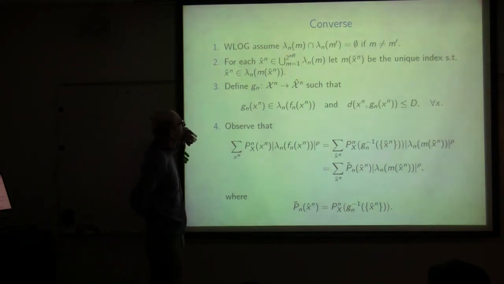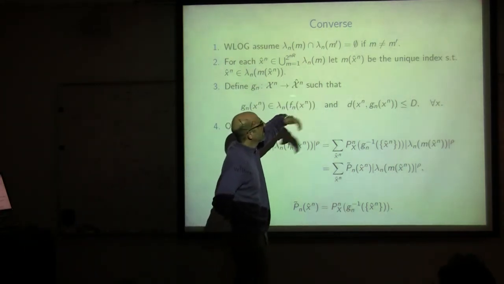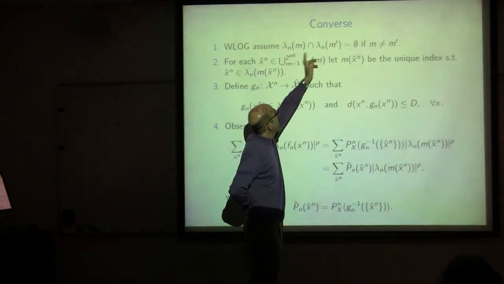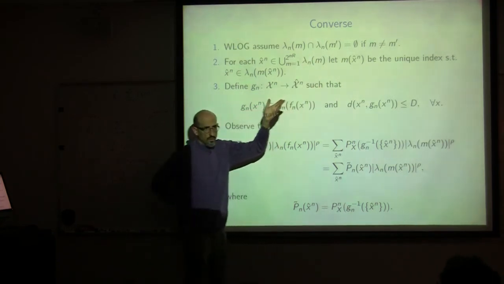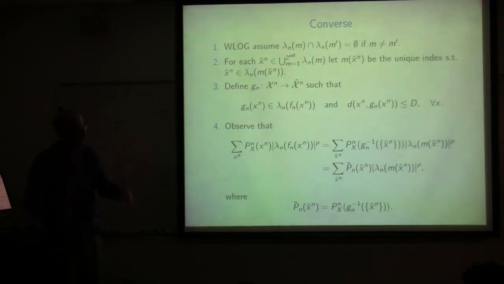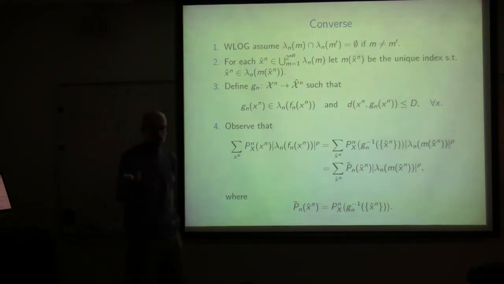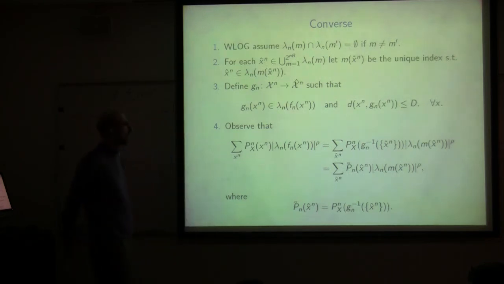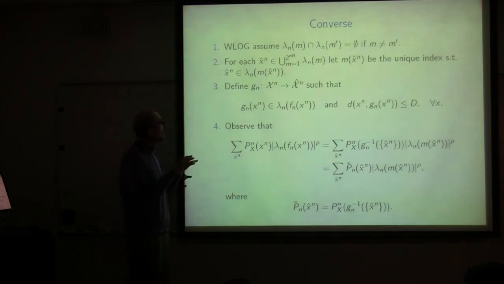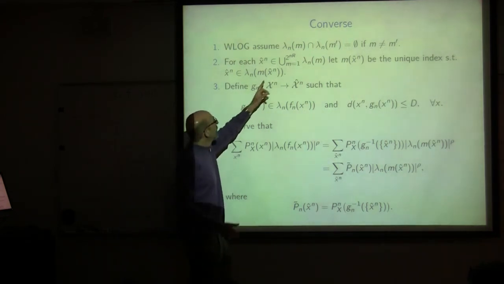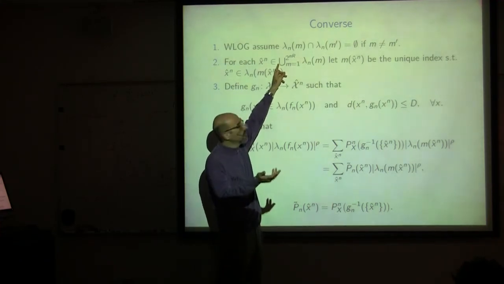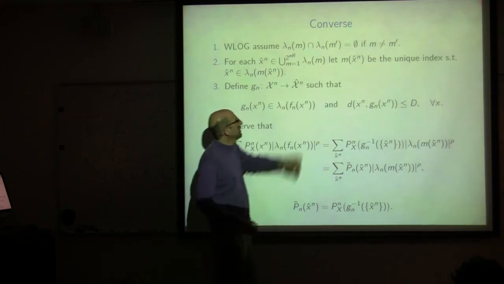First of all, I claim that without loss of generality, this is the same idea that we've seen before, the reconstruction subsets of M and of M prime, when M is not equal to M prime, should be disjoint. It doesn't make sense to put the same reconstruction sequence in two different subsets. Just take it out from the longer one, this way you can shorten it. So once you do that, of course, the reconstruction subsets form a partition of this. This is all the possible reconstruction sequences, and now we actually have a partition of that.